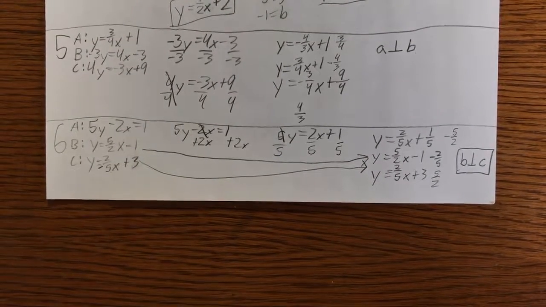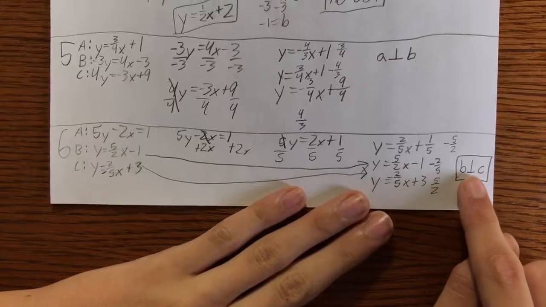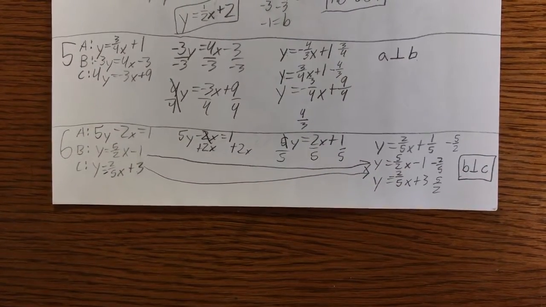Okay, let's see how you did. You should have gotten B is perpendicular to C as your answer.